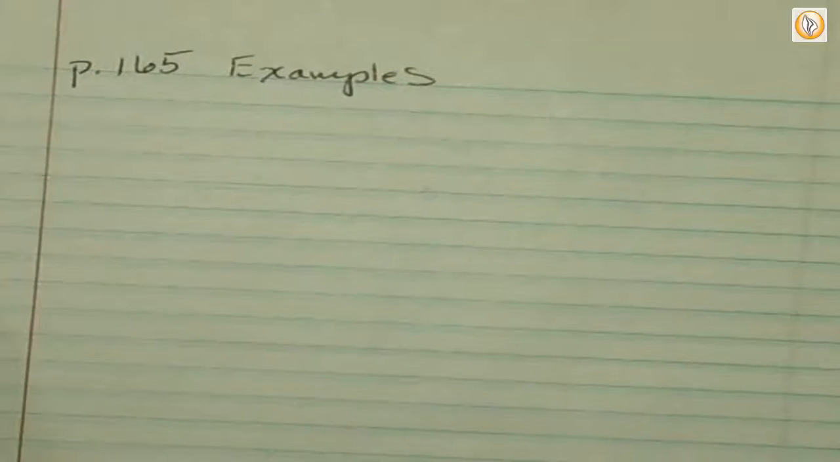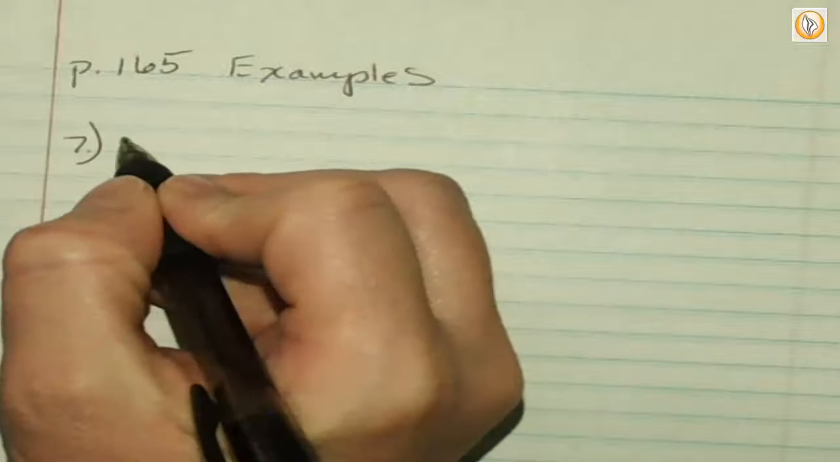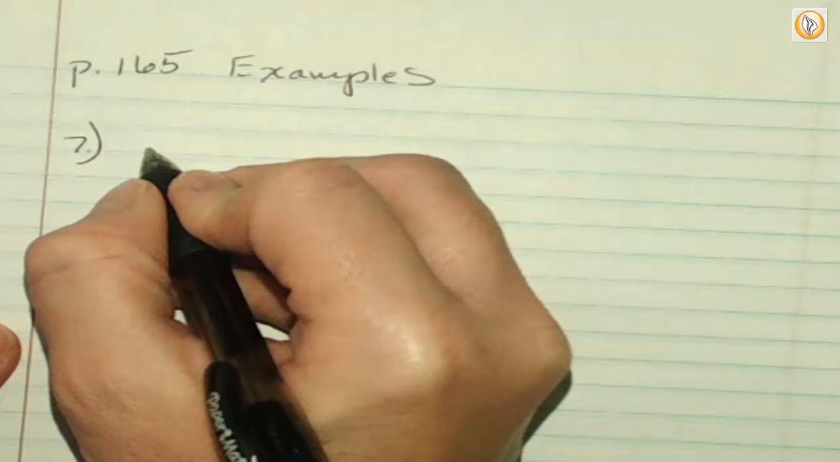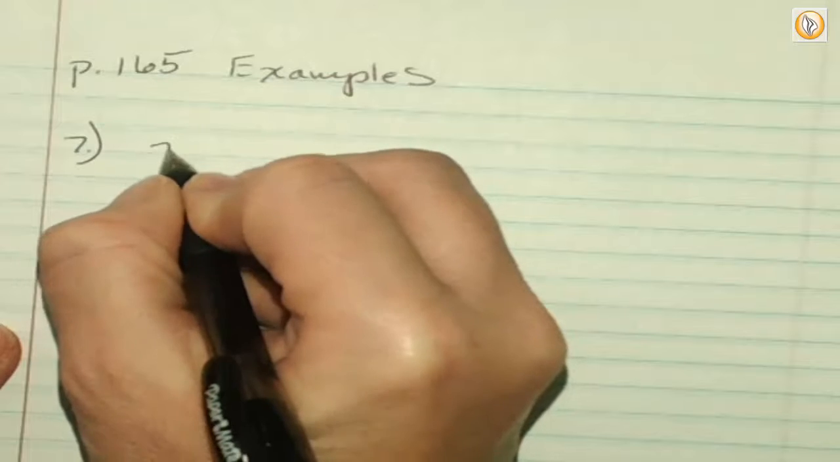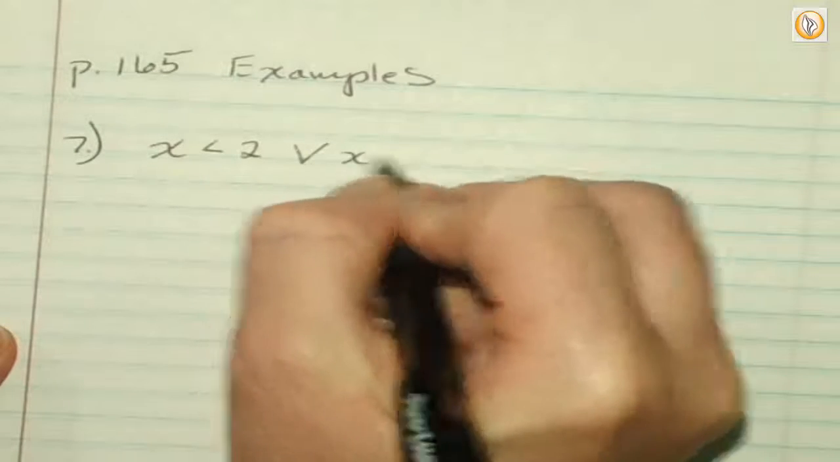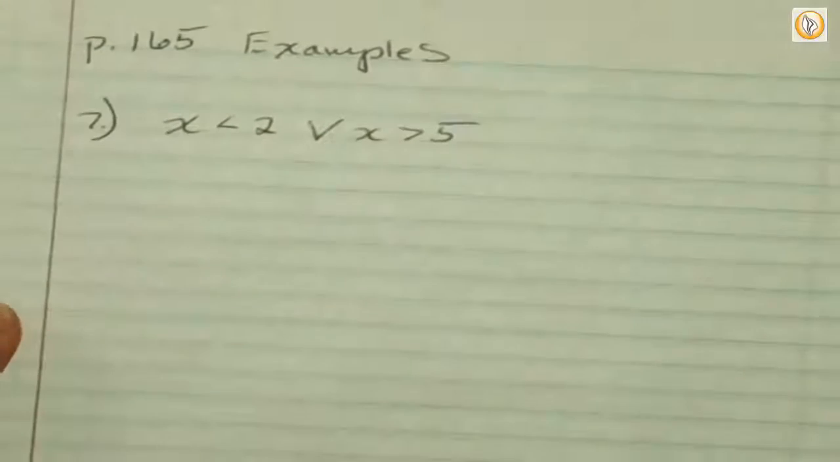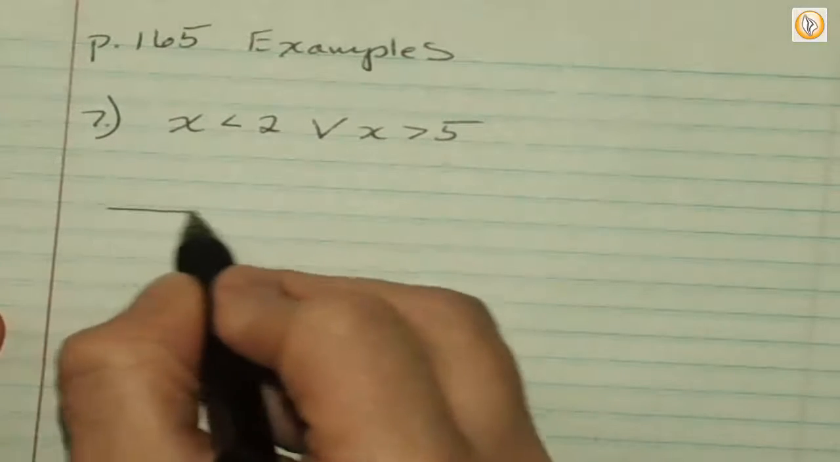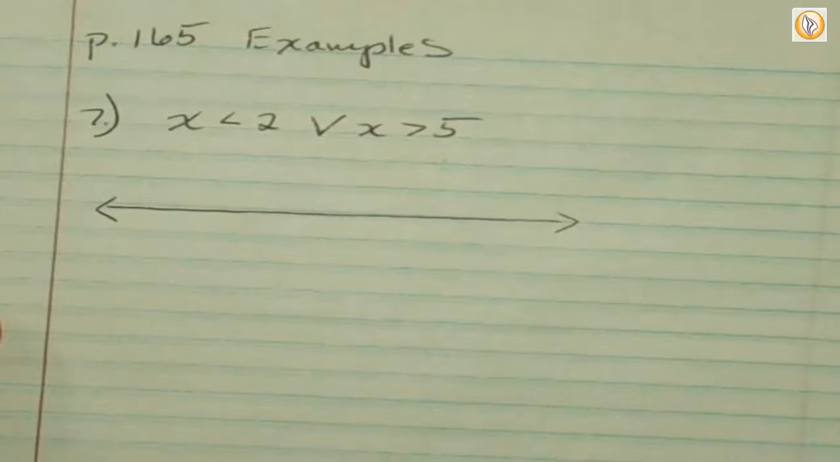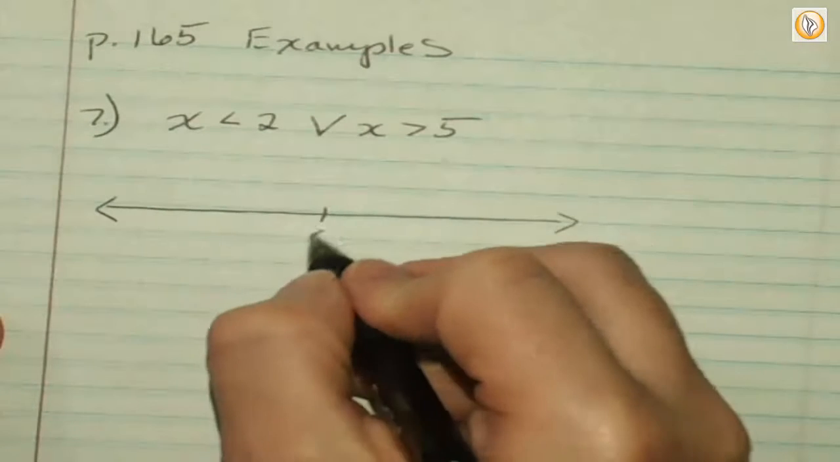Let's do some examples. So number 7. It says graph each disjunction, and if I'm doing it, you're doing it. I don't care if you're like, I get this, I'm bored. No, I'm sorry, you're doing it, whether you like it or not. It says graph it, so you're gonna have to graph it.